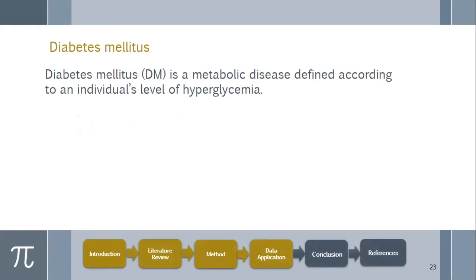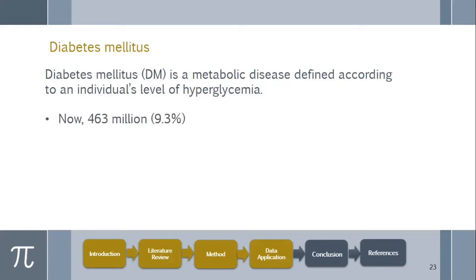I'm going to use this method on diabetes data. So let's have a brief introduction about the data set, and then we have the model and interpretation. Diabetes mellitus is a metabolic disease defined according to an individual's level of hyperglycemia.